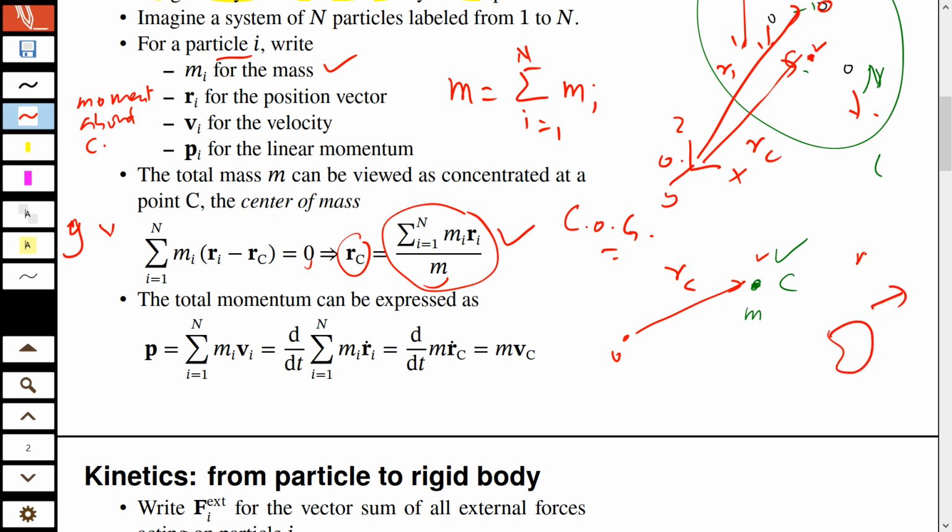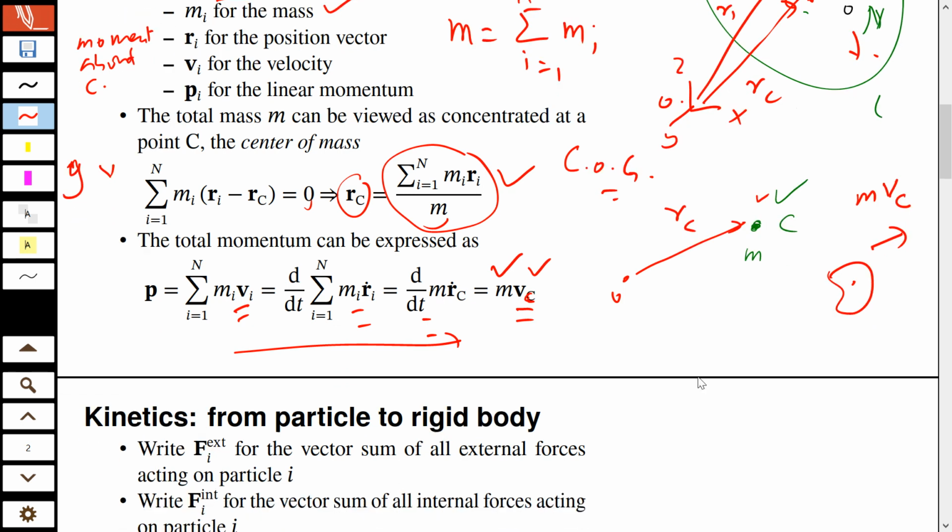So the motion is quantified by momentum. m will be the total mass. And instead of tracking these individual velocities, I can prove that I can simply track the velocity of this point, Vc. C is the center of mass. So I can now easily replace a collection of particles by a single particle.